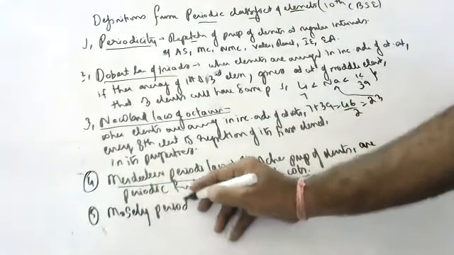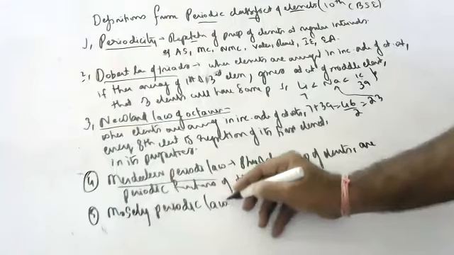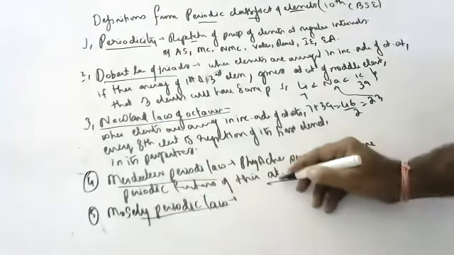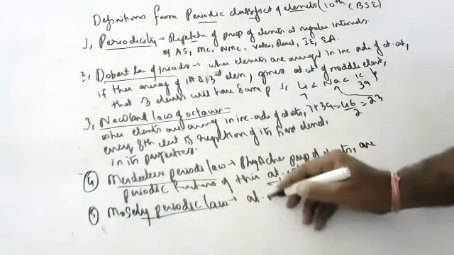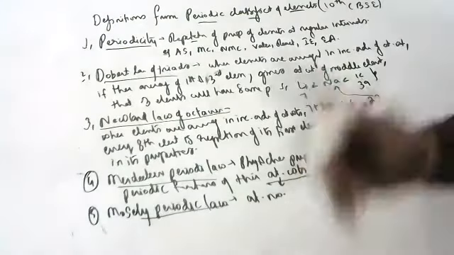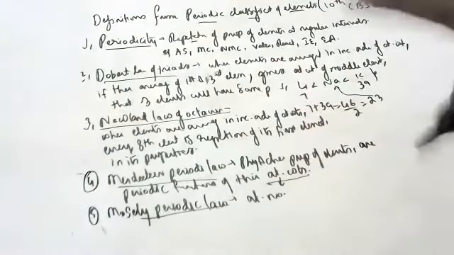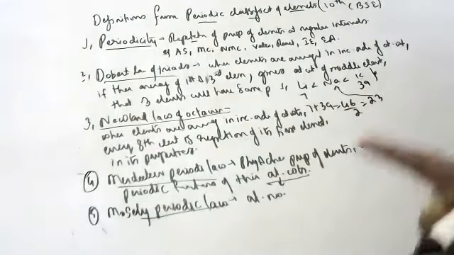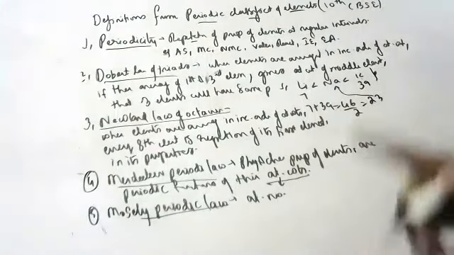Next, Moseley's or modern form of periodic law. Same definition, but instead of atomic weight, you write atomic numbers. Physical and chemical properties of the elements are periodic functions of their atomic numbers.